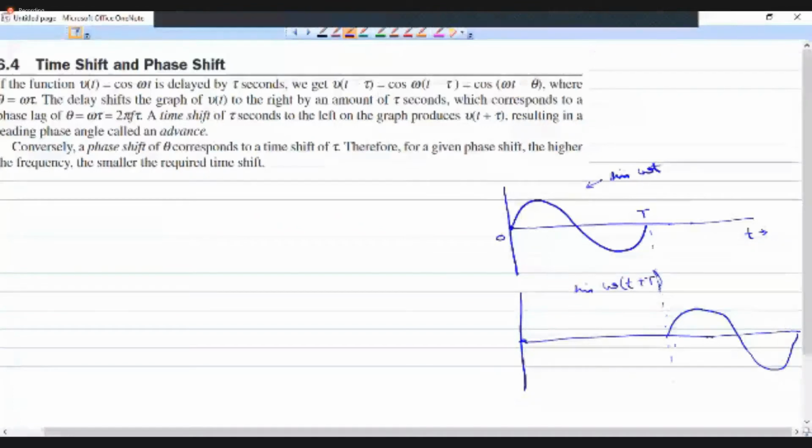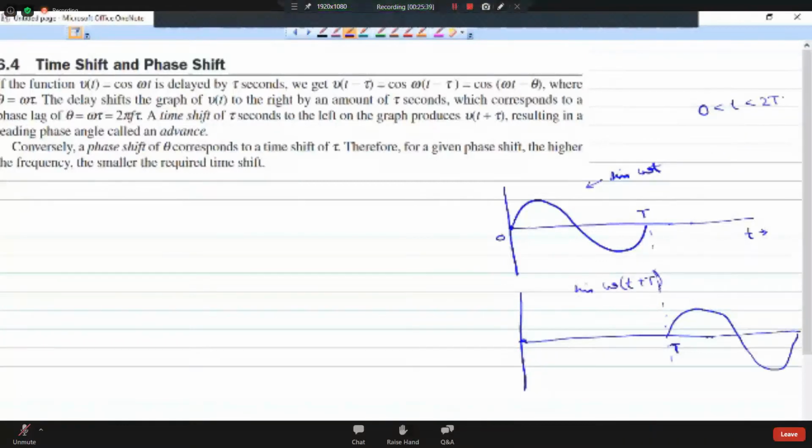So this is t. Okay, let us assume that the function is, we are taking only a part of this function that ranges from, okay, we are interested in this region only. Actually the function is periodic, so it will continue like this.